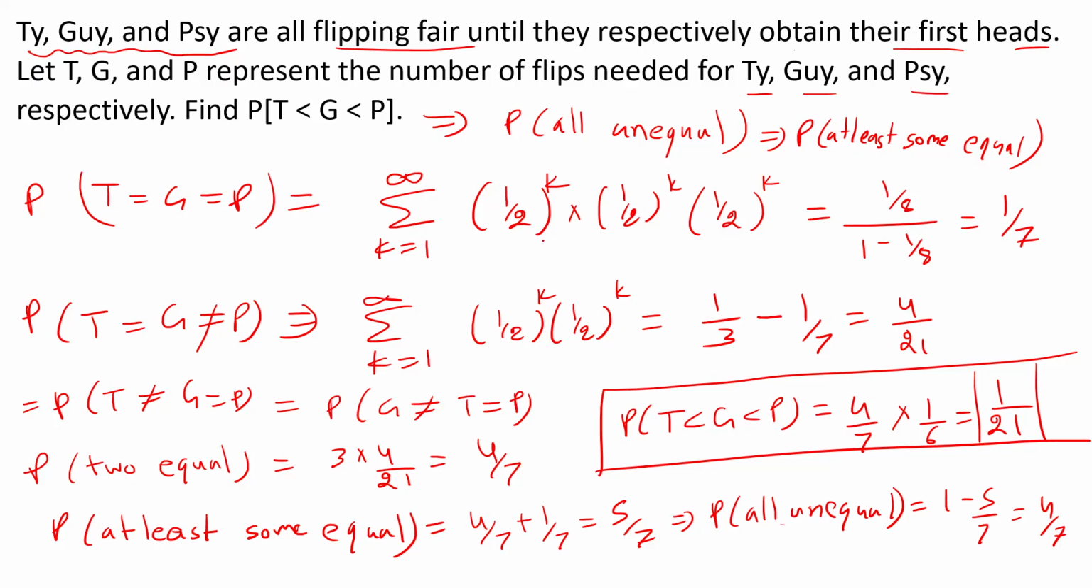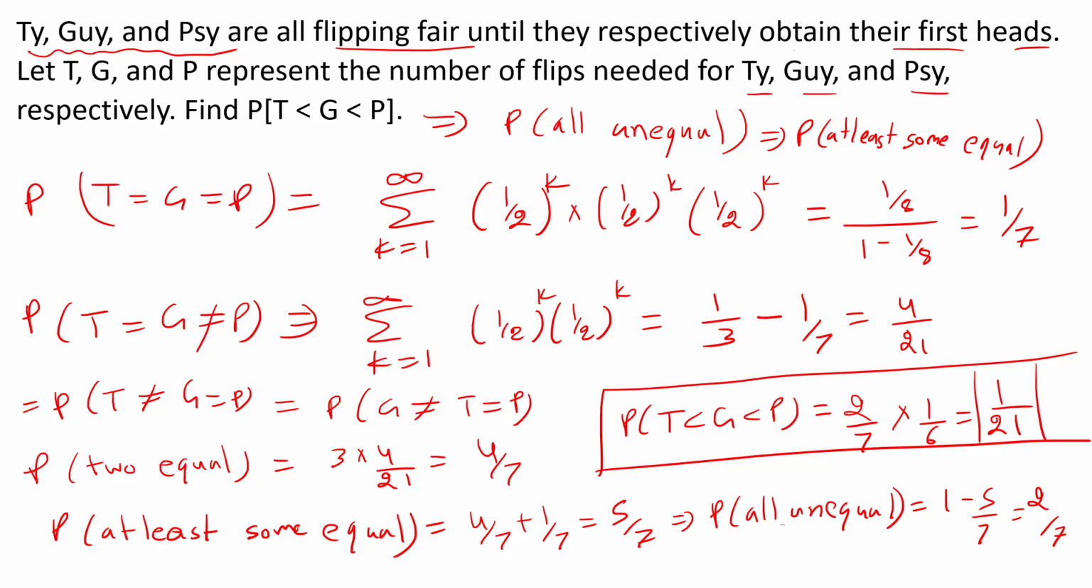Okay, I did make mistakes. I'm on fire today. But I got the right answer because I knew the answer. So even though I made the calculation mistake, I got the answer. The probability that all of them are unequal is 2 by 7, and the probability of this particular order is 1/6 of that. So that is 1 by 21.